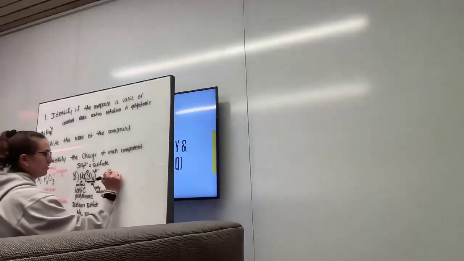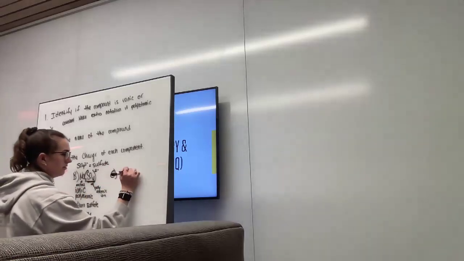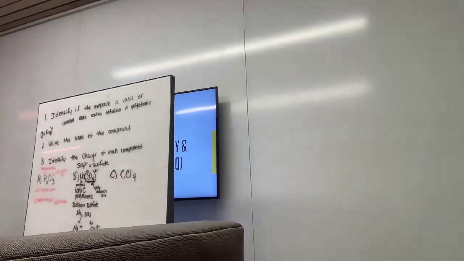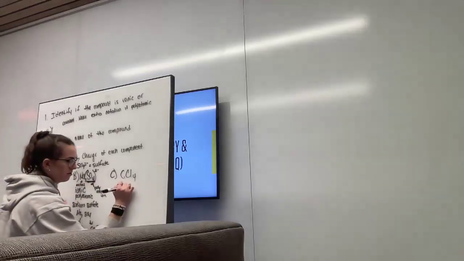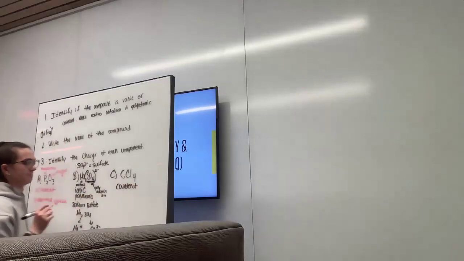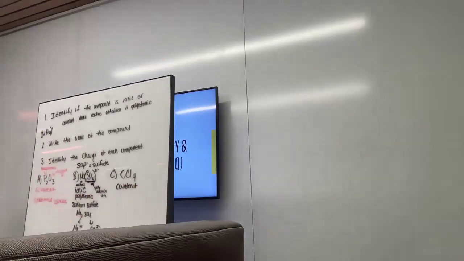Okay, so then CCl4. Is that going to be ionic or covalent? This is covalent. And how would you name CCl4? I thought carbon tetrachloride. Beautiful. Yep.